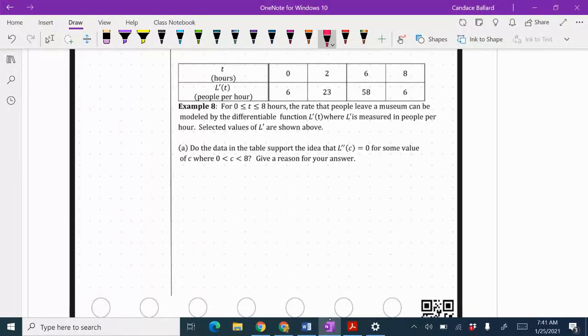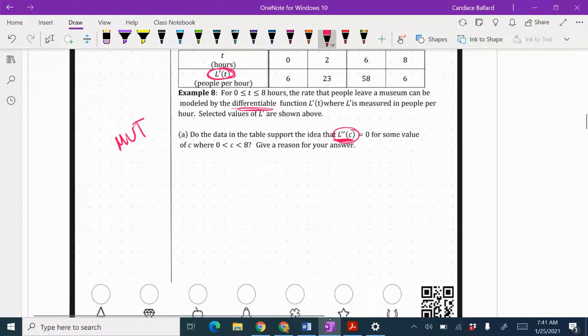In example 8, it says between 0 and 8 hours, the rate that people leave the museum can be modeled by the differentiable function L prime of t, where L prime is measured in people per hour. Selected values of L prime of t are shown above. Do the data in the table support the idea that L double prime of C is equal to 0 for some value of C between 0 and 8? Give a reason for your answer. Notice I'm mismatched. I've got first derivative and second derivative. So since I'm mismatched, I have MVT this time. The answer is always yes.